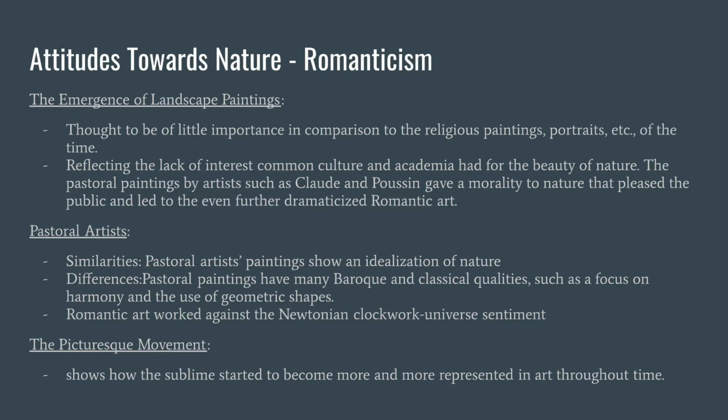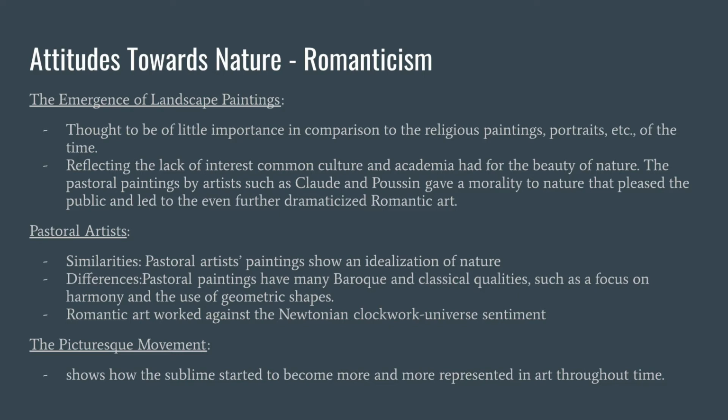Landscape paintings only emerged with pastoral artists such as Claude Lorraine and Nicolas Poussin. These pastoral artists' paintings show an idealization of nature, as in Romantic art, but they differ in the fact that they have many Baroque and classical qualities, such as a focus on harmony and the use of geometric shapes. The pastoral paintings by artists such as Claude and Poussin gave morality to nature that pleased the public and led to the even further dramatized Romantic art.